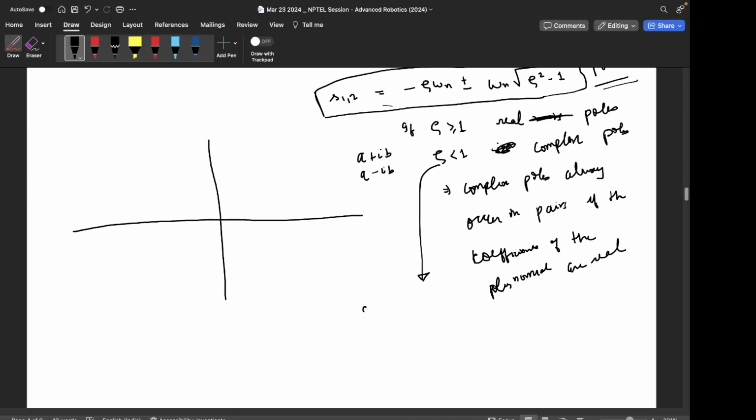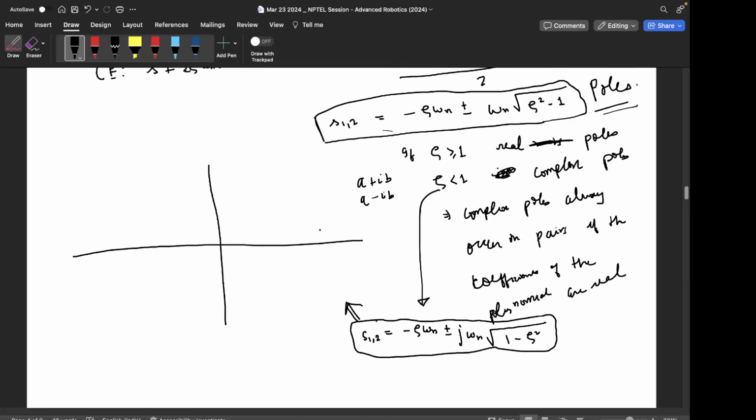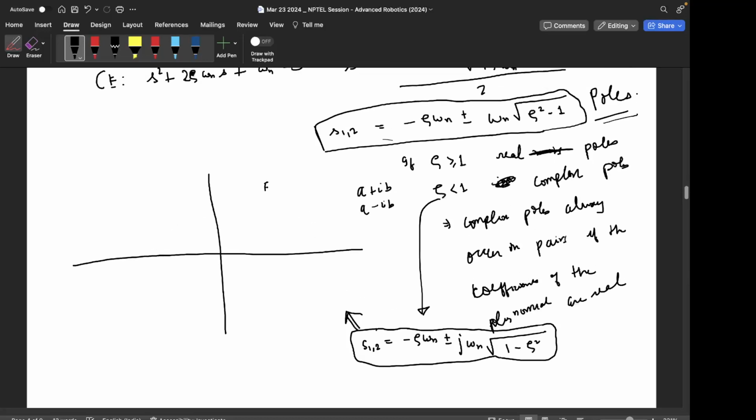Okay, so keeping this in mind, for xi less than 1, that is the case when there is an imaginary part in the pole. So in that case, the poles are minus xi omega n plus minus j omega n under root 1 minus xi square, where j is again the imaginary unit, right? Now if you draw this case, this picture will be for xi less than 1.